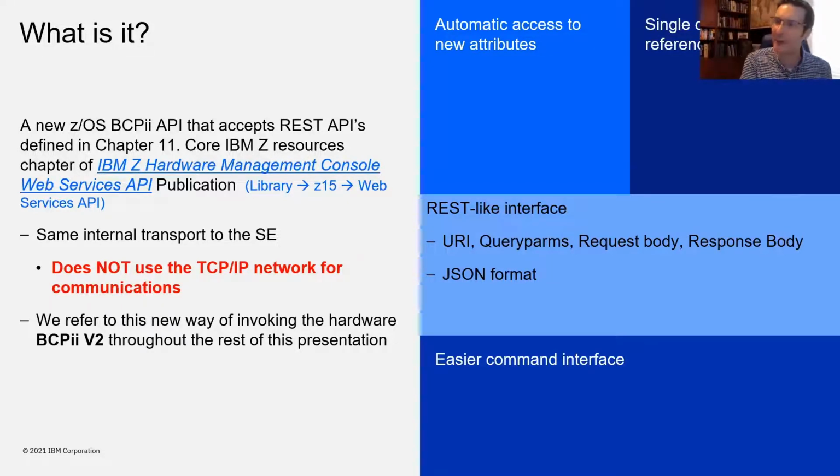It uses that same pipeline as it uses today to be able to talk directly to the local SE to be able to affect those hardware changes. So throughout the rest of this presentation, you're going to hear about this being called BCPii version 2. Let me make sure I clarify what that means.